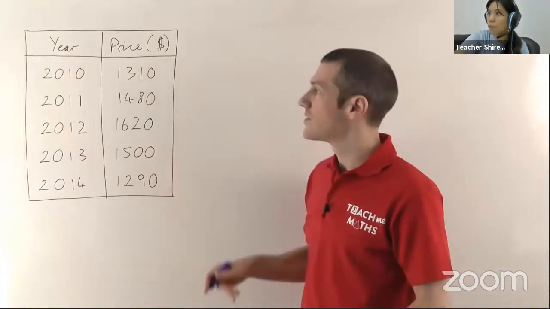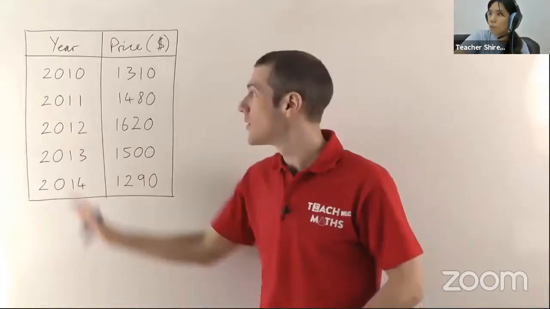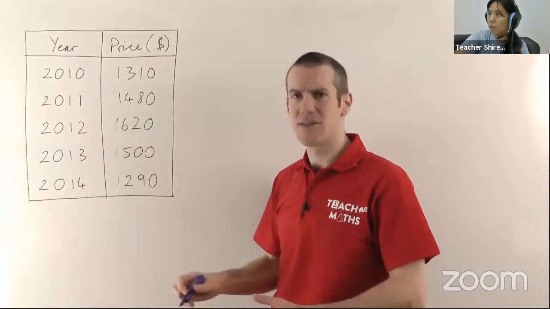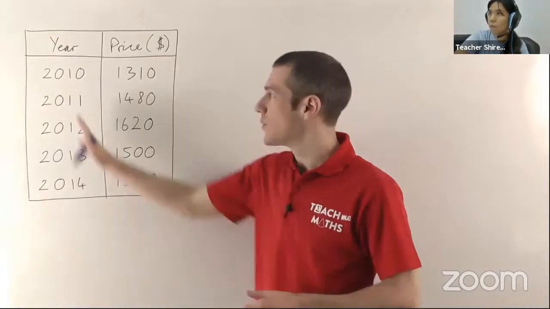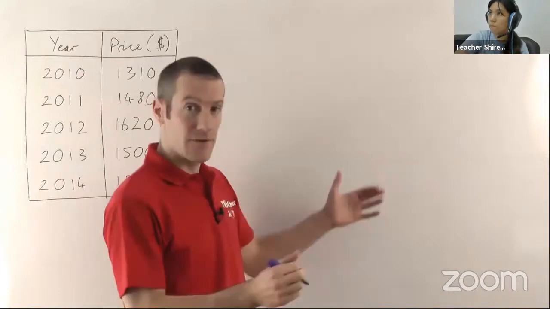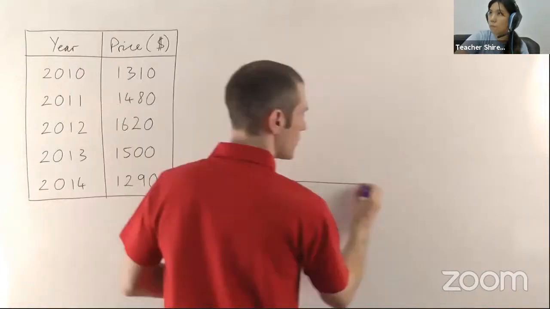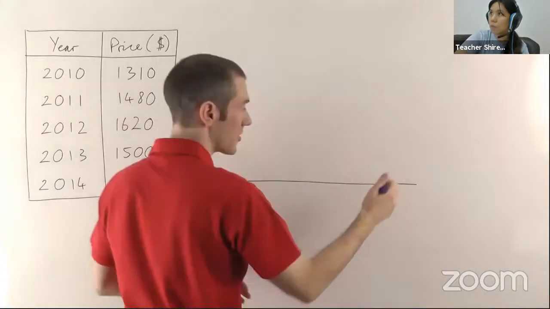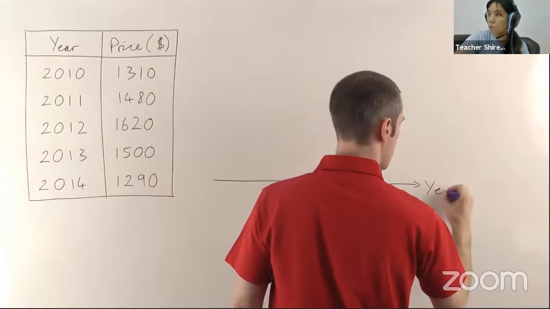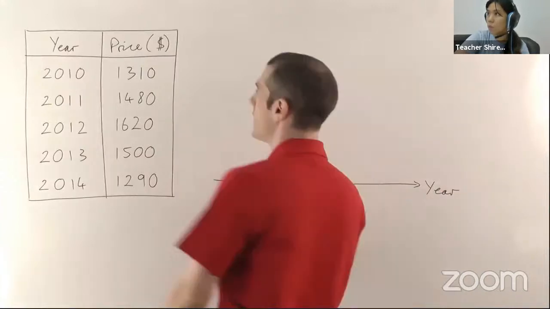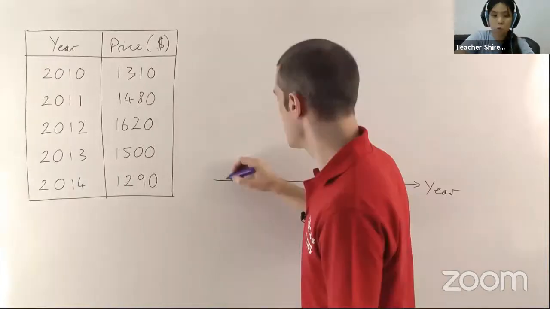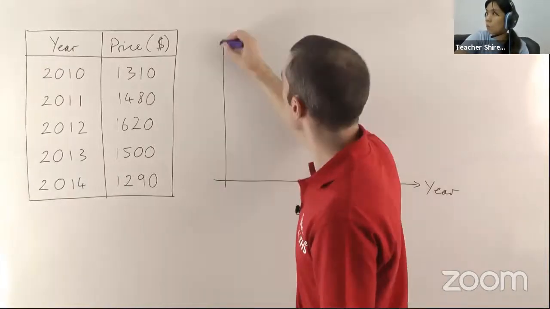So for a line graph, you always have two axes, one to represent each of the things that you're plotting. The time axis, or the progression axis, always goes along the bottom. So that's the first thing you want to get right. Your progression, in this case the years, are going to go along the bottom. So I'll write years here. Your other axis then, the thing that you measure, always goes up the side. So price, in this case, is going to go up here.